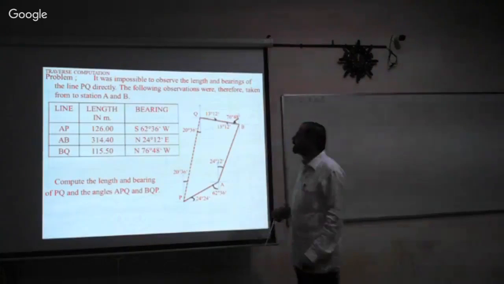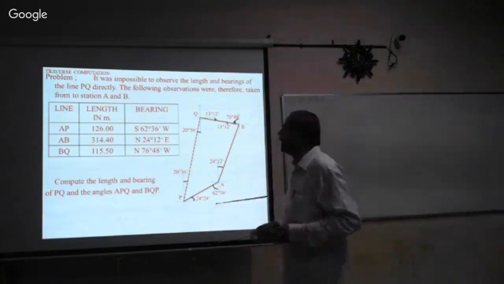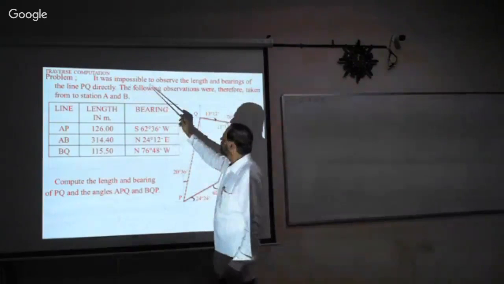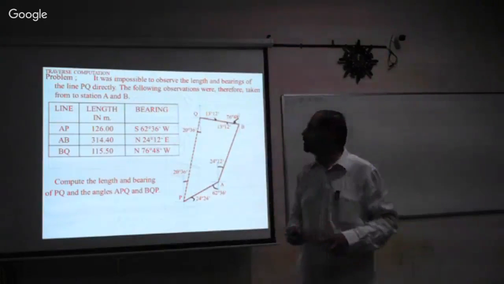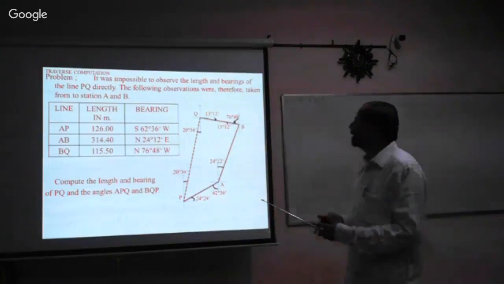Now let us address one more problem. Now let us see what is given in this problem. It was impossible to observe the length and bearing of a line PQ directly.